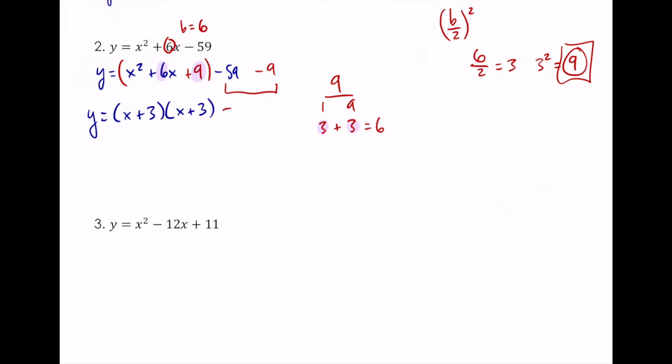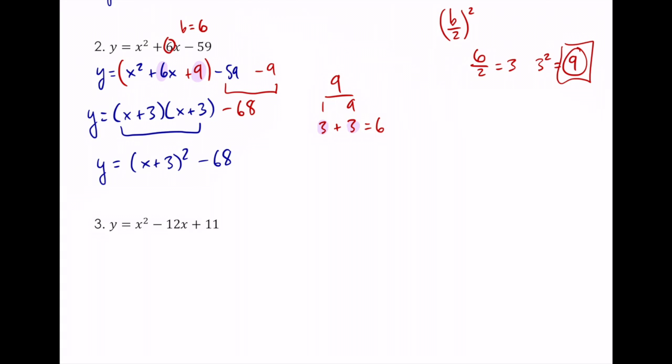All right, so negative 68. Once again, there's a shorter way of writing this. We can just say that y is equal to (x + 3) squared. That exponent of 2 saves us a lot of writing. And then we just write the minus 68 at the end. And we're done. We have completed the square here.